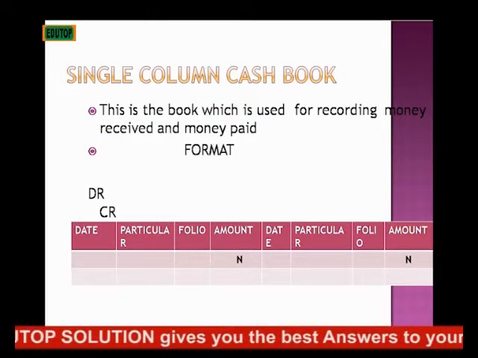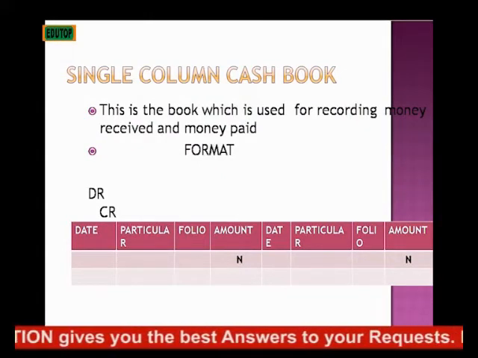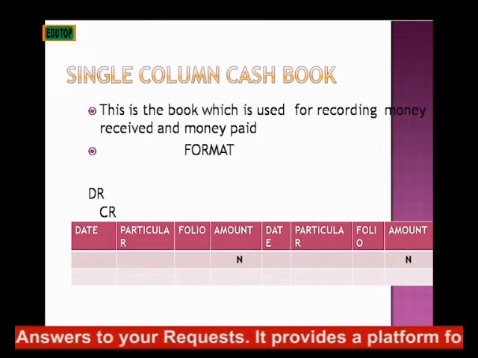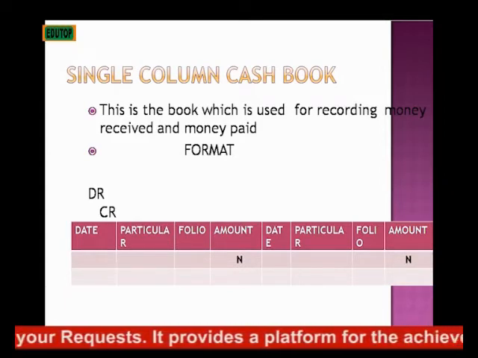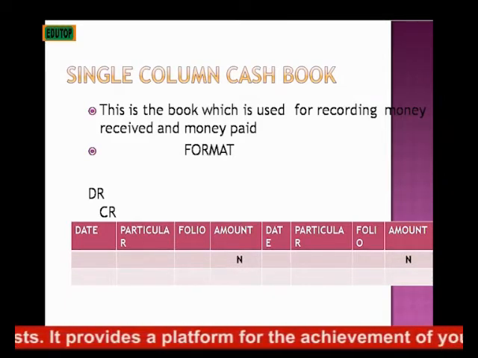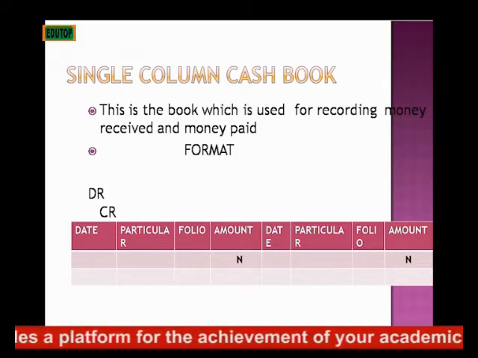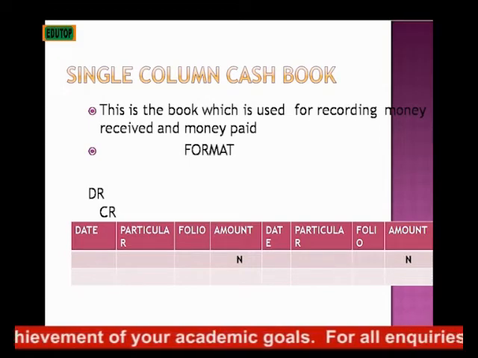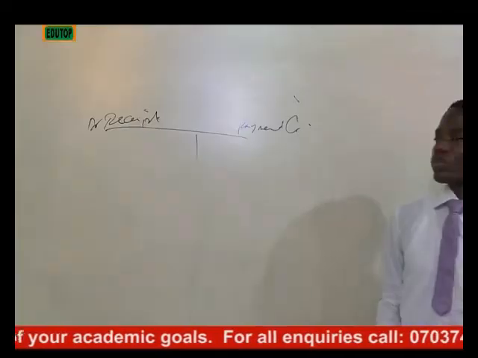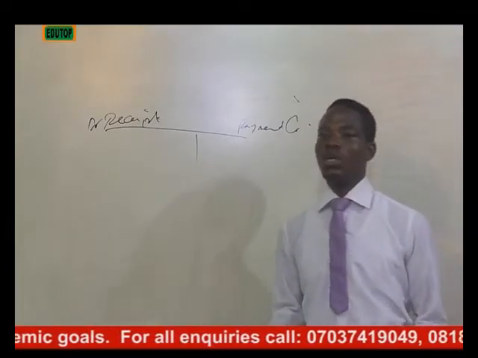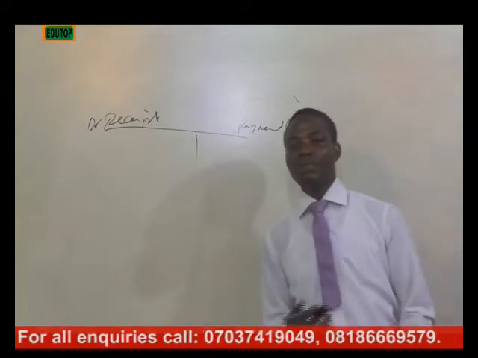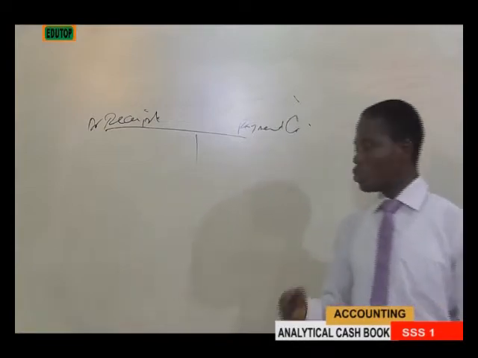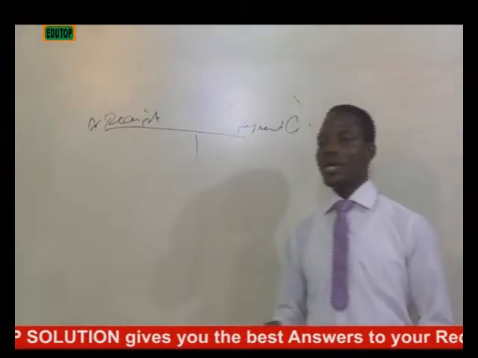Under it we have a debit side. Don't forget our double entry principle: debit side and credit side. This is the format. We have a date, particulars, folio, and amount, and the credit side has the same as the debit side: date, particulars, folio, and amount. Then let's go to the illustration. It is used to prepare receipts and payments. Let us use an example to illustrate how to post our single column CASHBOOK.